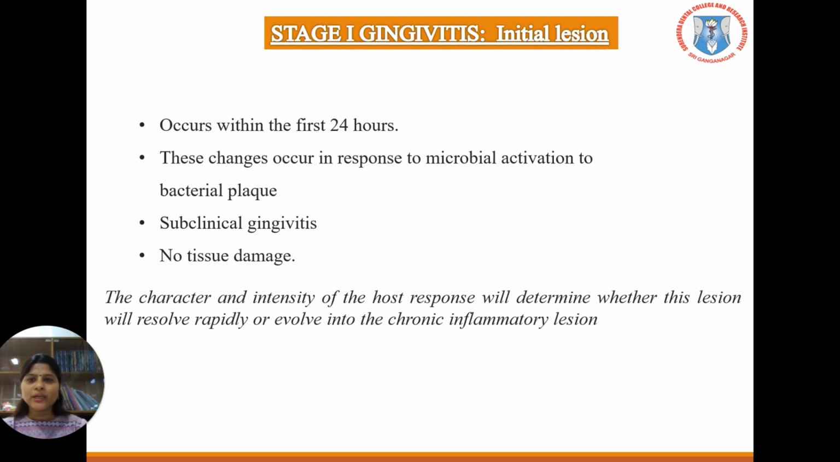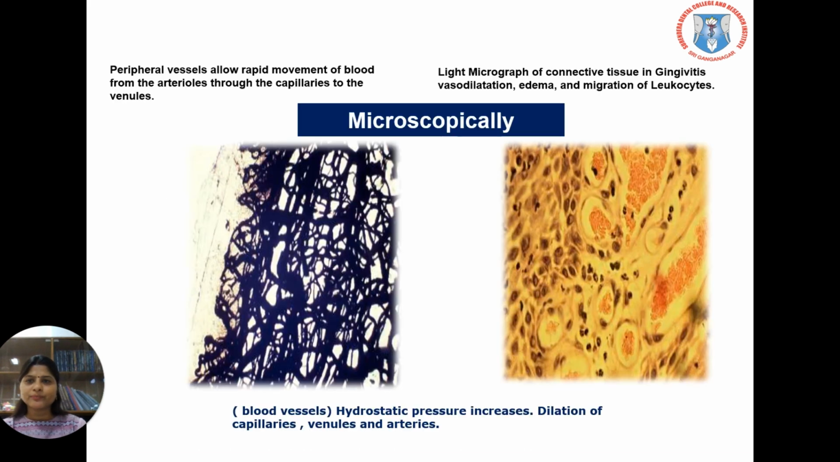Now stage 1, that is the initial lesion, discussing it in detail: it occurs within 24 hours in response to the microbial activation of the dental plaque. It is called subclinical gingivitis because we do not appreciate clinical changes in the gingiva, though histological changes are there. The character and intensity of the host response will determine whether this lesion will resolve rapidly or evolve into a chronic inflammatory lesion.